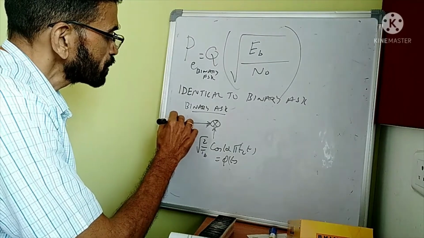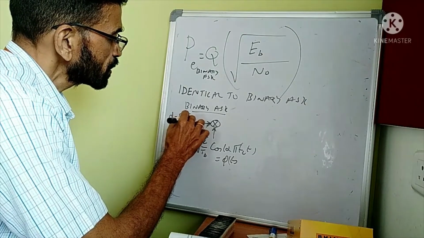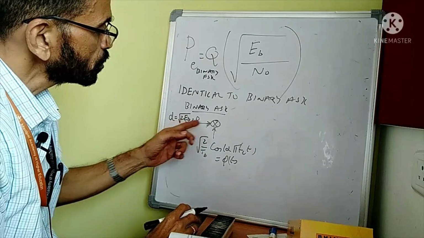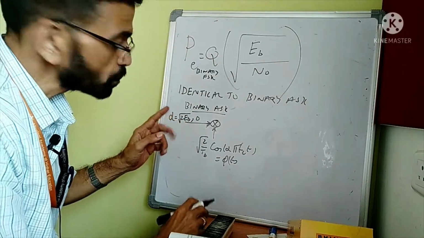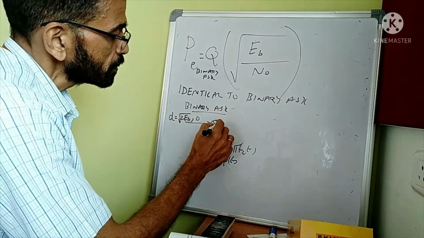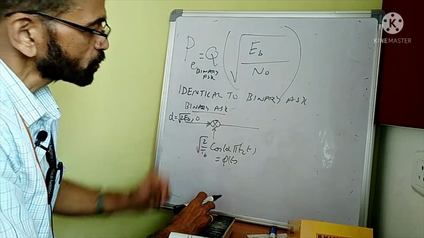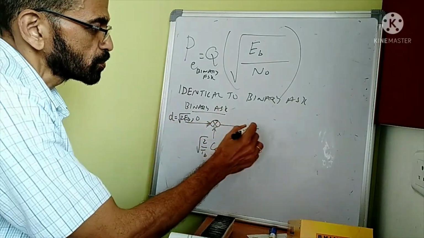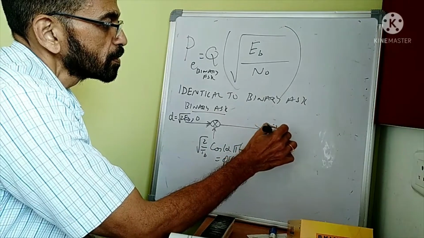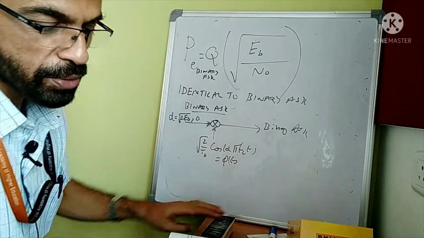The input data can be this or this. So root of 2 EB or 0. If it is root of 2 EB, then you get the signal root of 4 EB by TB cos 2 pi FCT. If it is 0, you simply get a 0. So this is the binary ASK waveform. Very simple schematic.